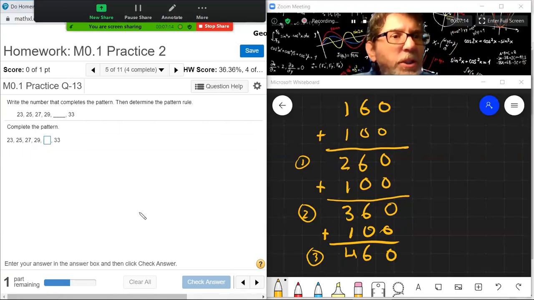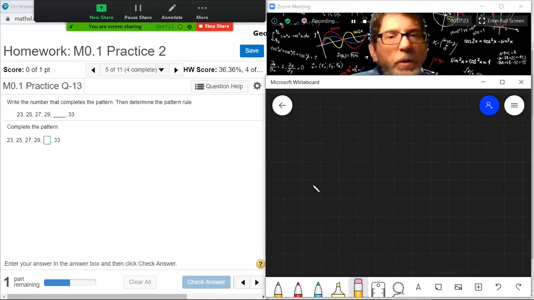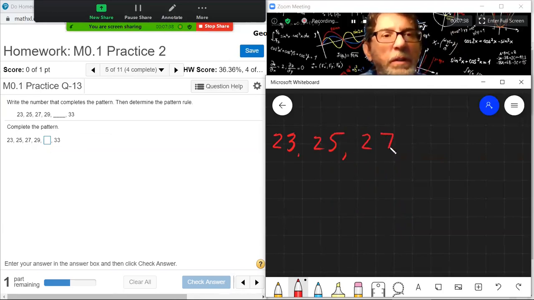Okay, next question says, complete the pattern. So we have a pattern going on. So we have, let's write these down. 23, 25, 27, 29, blank, 33.